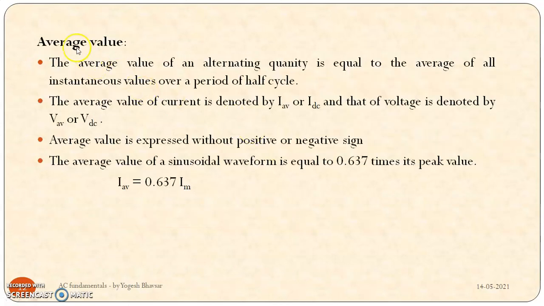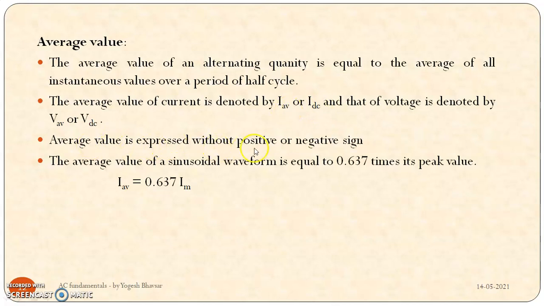Now the next is the average value. As we all know, what is the average? The average value of an alternating quantity is equal to the average of all the instantaneous values over the period of a half cycle. Again we calculate for a half cycle, because for the complete cycle the average value will be 0. The average value of current is denoted by I average or I DC, and that of voltage is V average or V DC. So we can say the DC value is nothing but the average value.